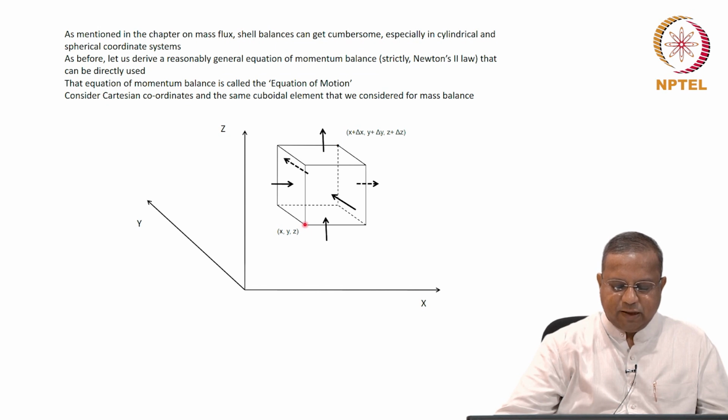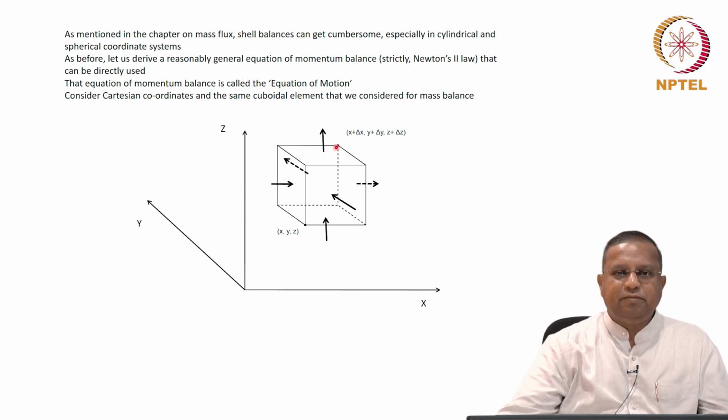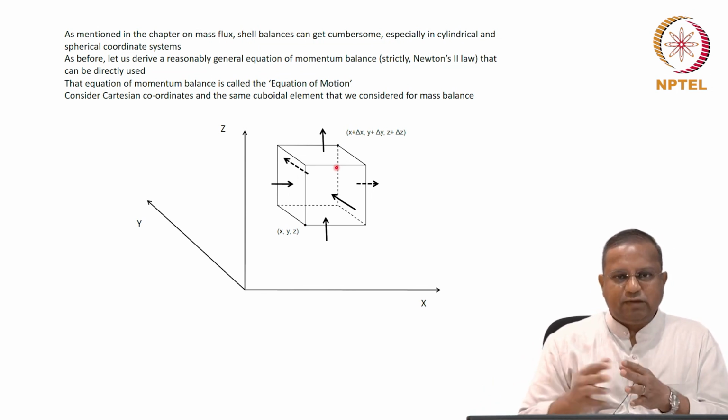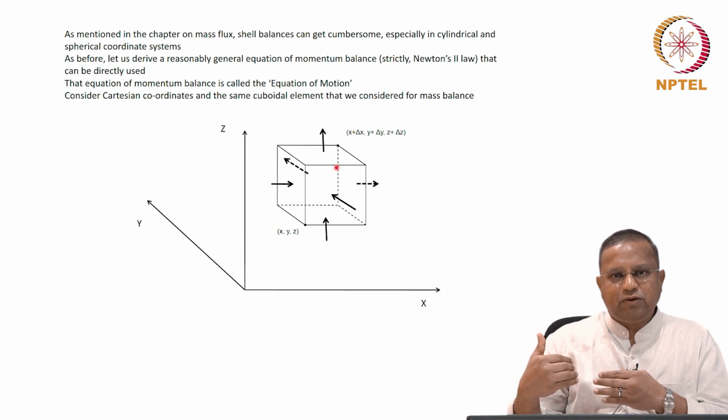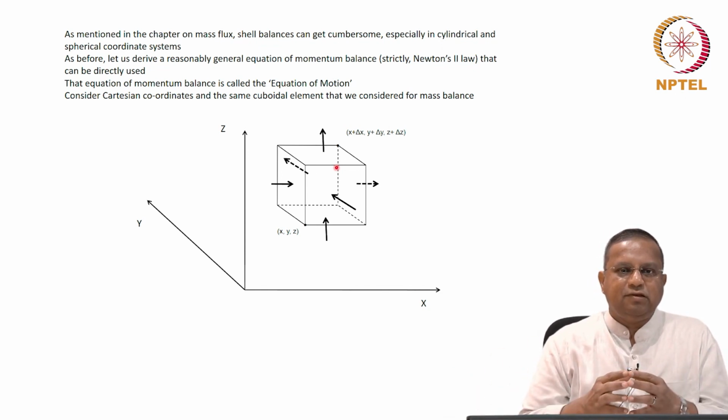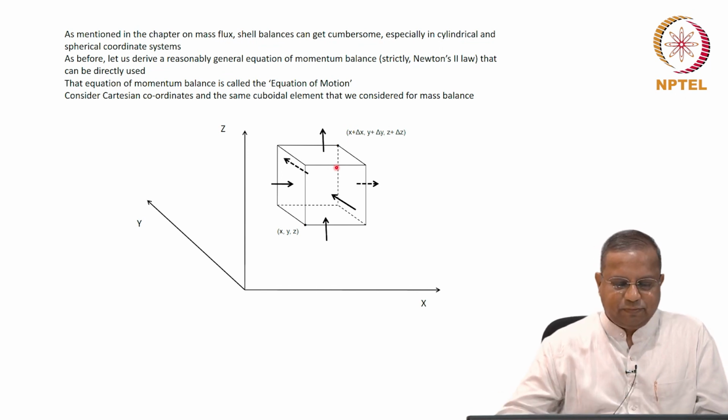This is, let's say, x, y, z. The coordinates of this point are x, y, z. The coordinates of this point are x plus delta x, y plus delta y, z plus delta z. The same kind of situation as earlier. Earlier, we saw mass moving in all three dimensions. We took each dimension separately. Here, we are going to see momentum moving in all three directions. You're going to see those as conserved quantities, of course.